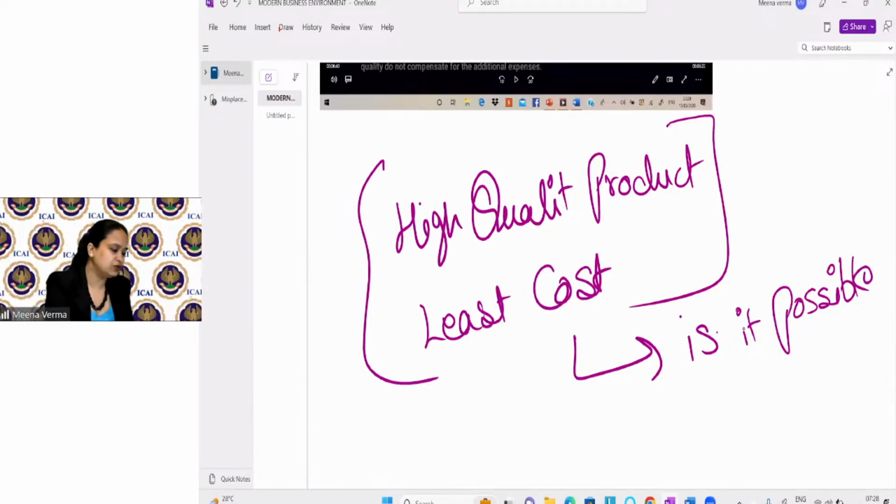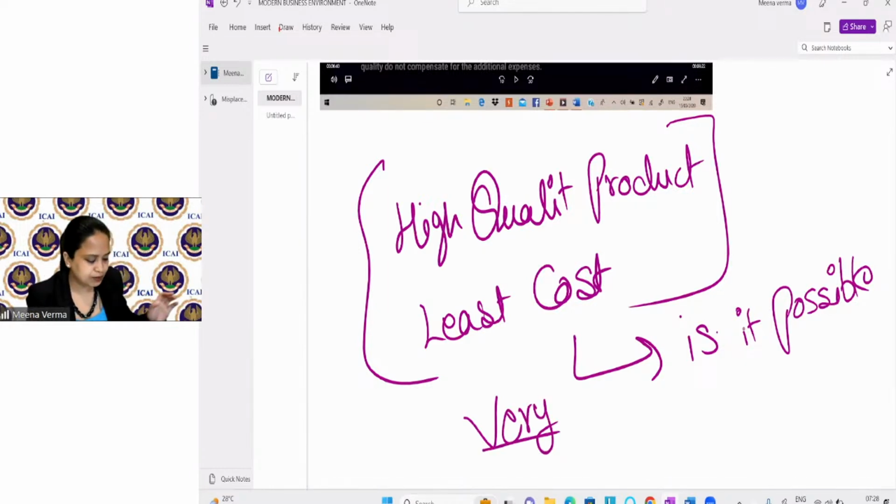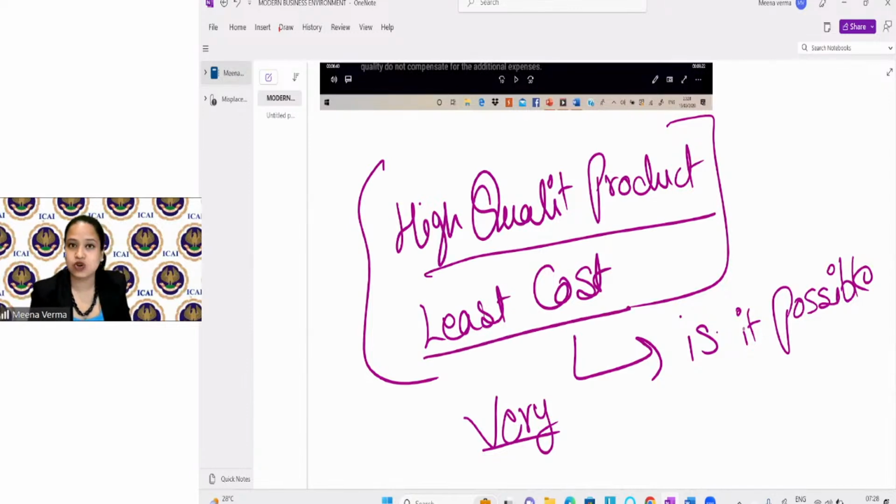Okay. See, actually, it is possible. But for this, we need very good business strategies. We need to implement good strategies, then it is possible. All right. So yes, it is possible. Some of the students are writing, yes, it is possible. Just remember, high quality product at least cost is possible, but we need good strategy. For that reason, you will study these strategies in chapter 2 and 3. Beautiful business strategy that will give you the best quality product at least cost.